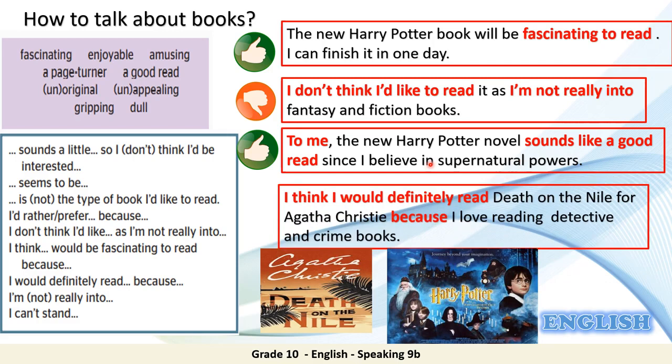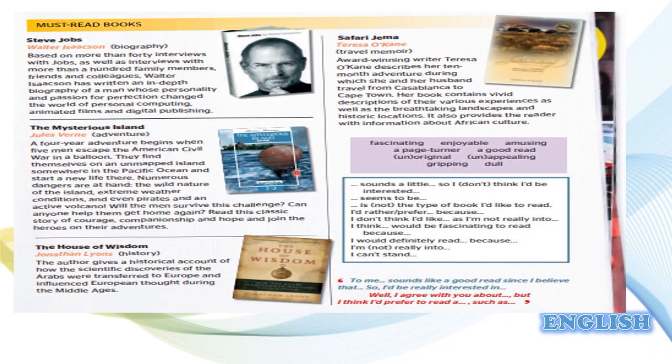Also, we can say, I think I would definitely read Death on the Nile by Agatha Christie, because I love reading detective and crime books. I think I would definitely read. So this is also to show interest. And notice here that you have to mention why you are interested or disinterested in reading some kind of books. Now please pause the video for a while, read the blurbs well, choose 2 books to talk about using these expressions.